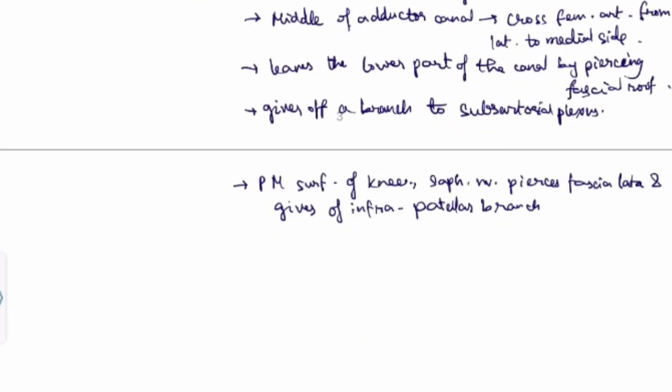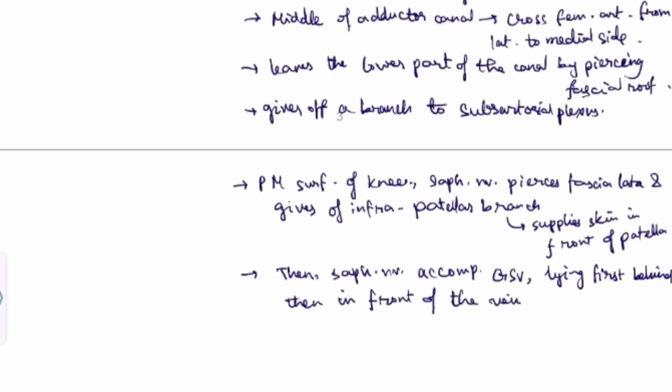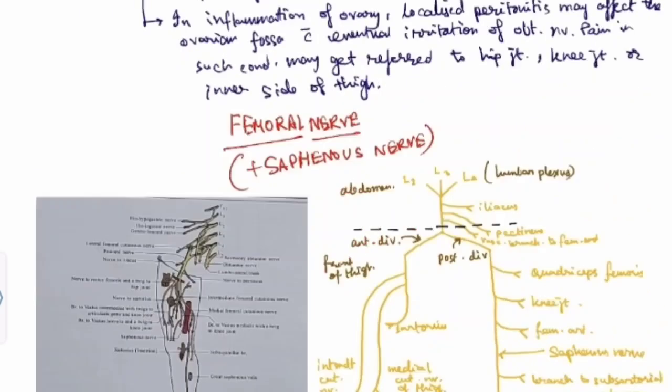This infrapatellar branch supplies the skin in front of the patella, and it also communicates with the other nerves which we discussed previously. Then the saphenous nerve accompanies the great saphenous vein, lying first behind, then in front of the vein, and passes down the medial side of the leg along the medial border of the tibia. Let's have a look at the diagram.